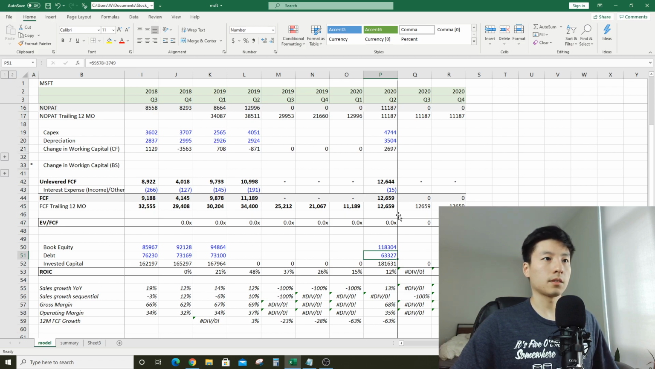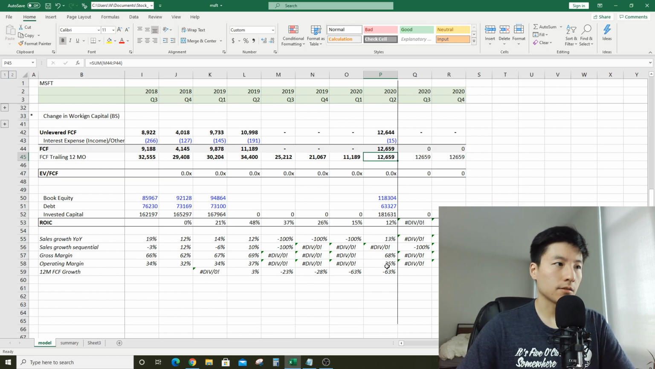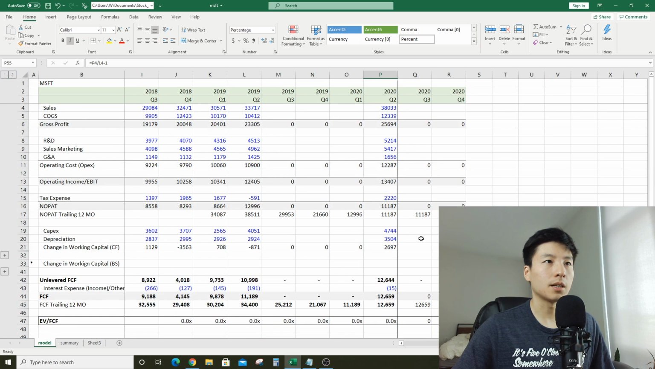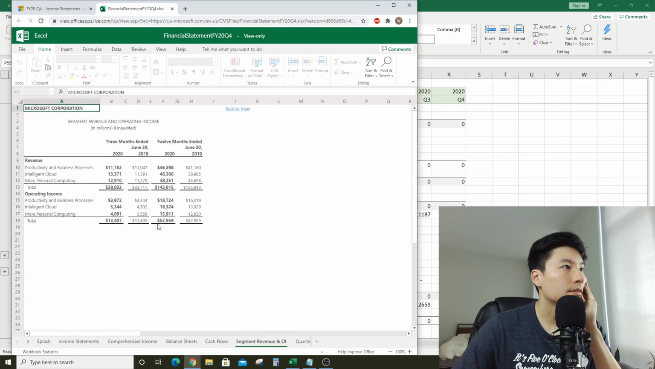So yeah, let's take a quick look. Gross margin 68%, operating margin very high at 35%. Sales growth Q2 to Q2 13%. It's like they're doing very well in this COVID environment. Guessing it's because of their cloud services.